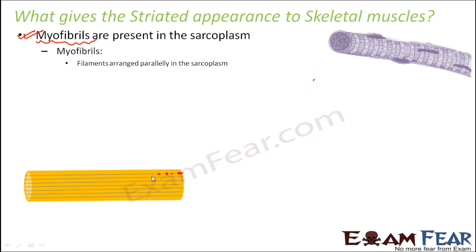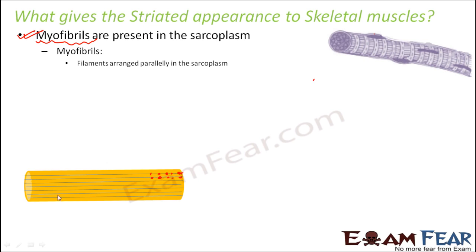Now they are extremely thin, but when many such filaments are joined together, what will happen? Somewhere you have dark bands, somewhere you have light bands. So overall you will get a light and dark alternate appearance, and that is what is known as the striations. So these striations are due to the presence of these myofibrils, that is extremely thin filaments which are arranged parallelly in the sarcoplasm.